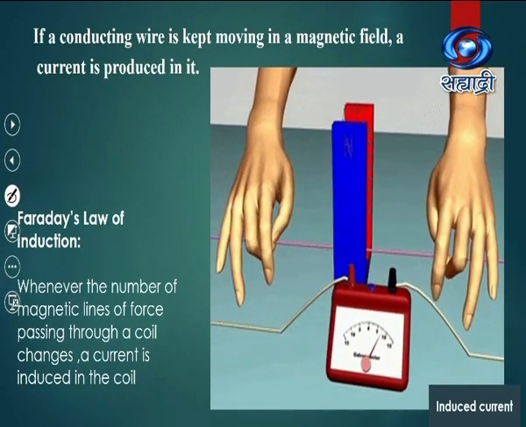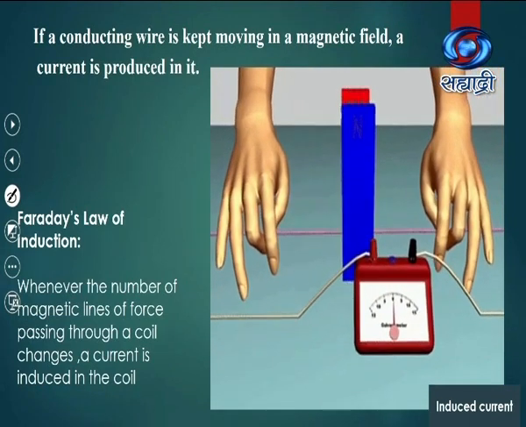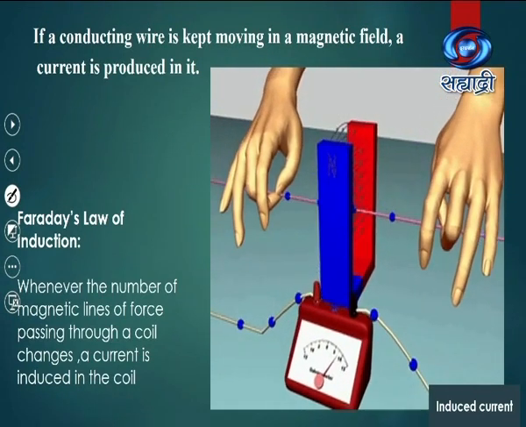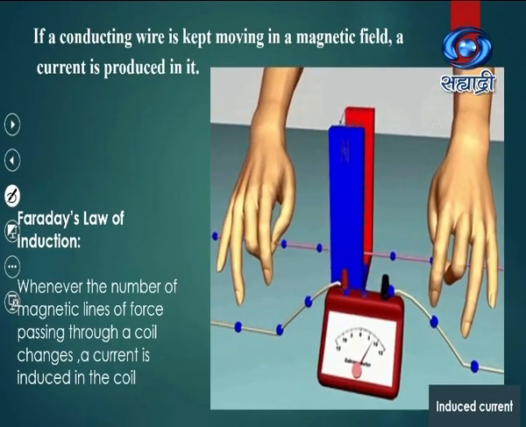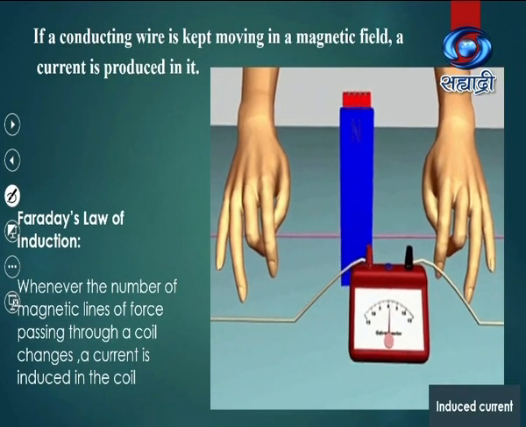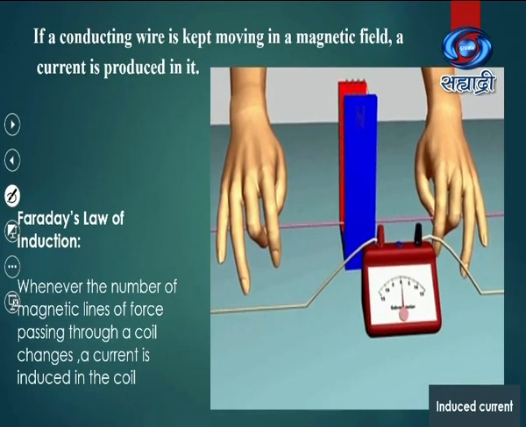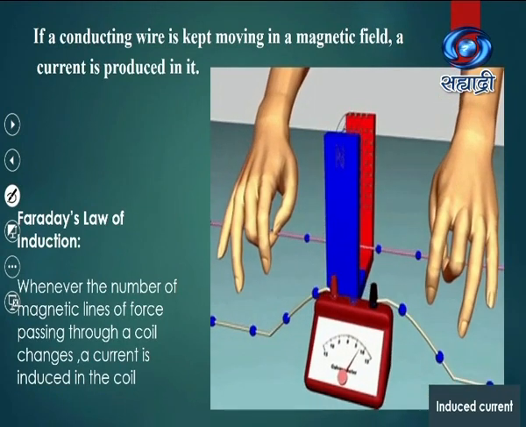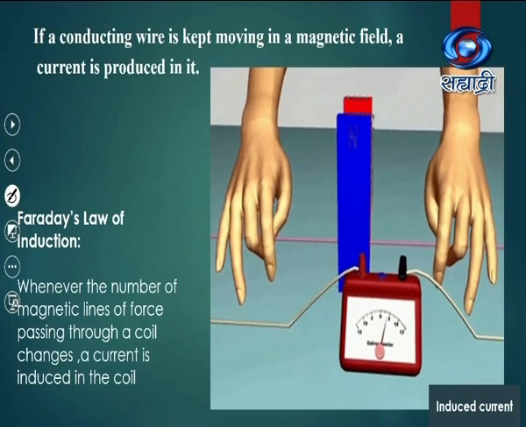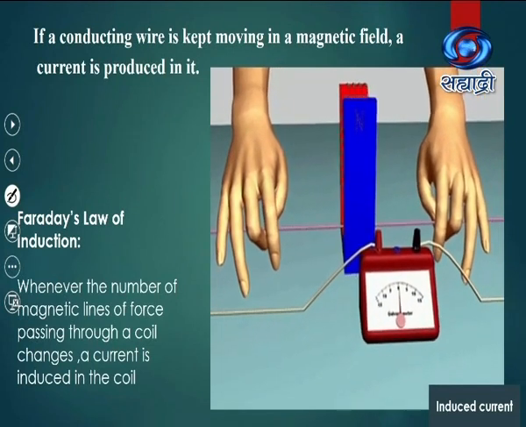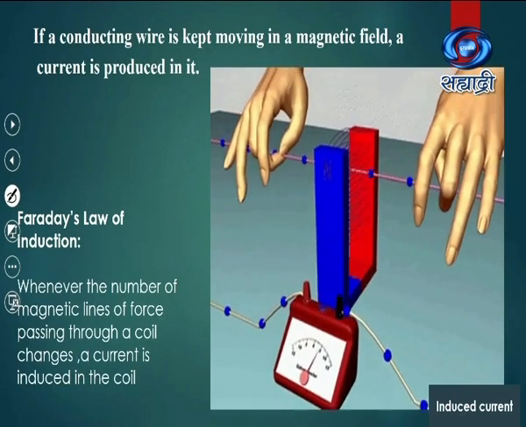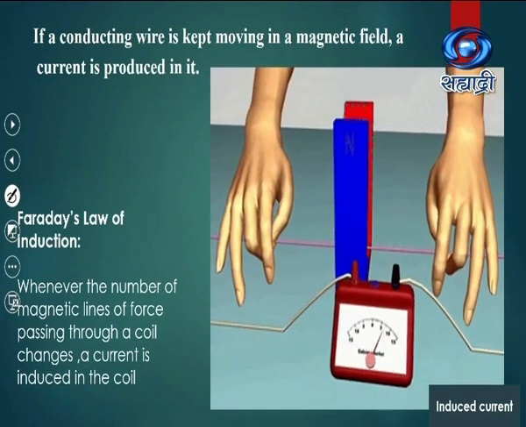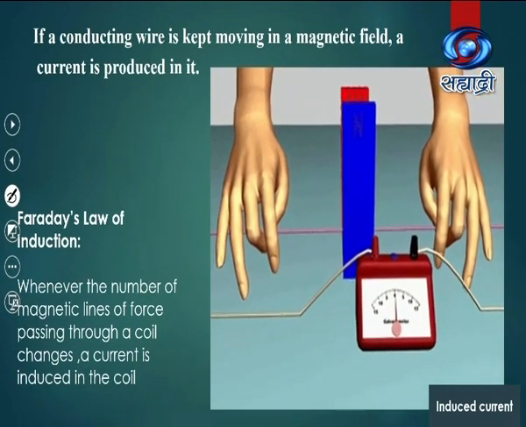So, if a conducting wire is kept moving in a magnetic field, a current is produced in it. We have seen Faraday's law of induction. So whenever the number of magnetic lines of force passing through a coil changes, the current is induced in the coil. So in this animated picture, you can see this magnetic lines of force are cut by this conductor and you can observe the deflection in galvanometer. So that indicates current is induced in it.